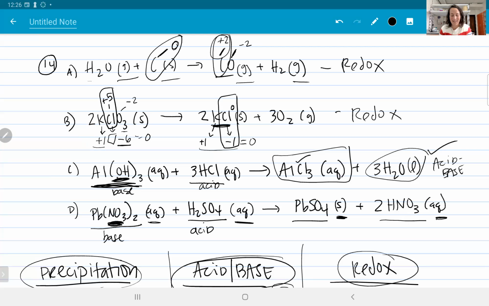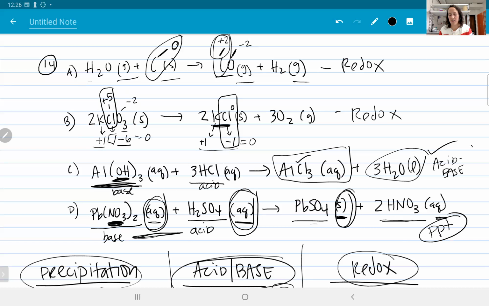All right, so we do have a base, we do have an acid, but is this acid base? Did we form a neutral water molecule? No, we didn't. But what did we form? If you were following the states, we had 2 aqueous compounds and made a solid compound. So even though you are reacting an acid and a base up here, you're not forming water or a salt. Instead, this is a precipitation reaction because you've got 2 aqueous compounds that make at least 1 solid compound. So this one is precipitation, which I usually denote as PPT.